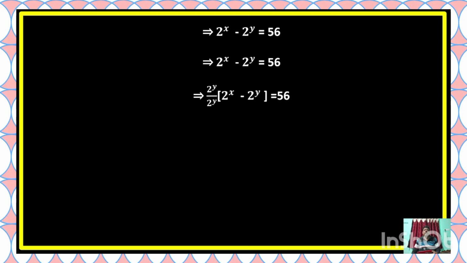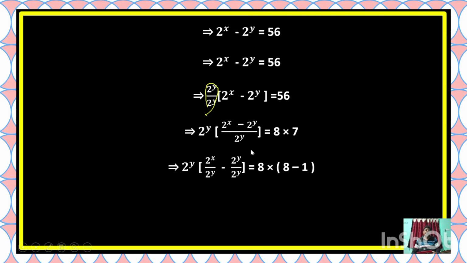Now, just to simplify and modify the statement, multiply and divide by 2 to the power y on the LHS. Look here, 2 to the power y by 2 to the power y has been multiplied to the LHS. Okay, you just have to modify the statement. So 2 to the power y whole into 2 to the power x divided by 2 to the power y minus 2 to the power y divided by 2 to the power y, which is 56, can be written as 8 multiplied by 7, because 8 times 7 is 56, right? So it equals 8 whole into 8 minus 1. 7 can be written as 8 minus 1. You just modify the statement.